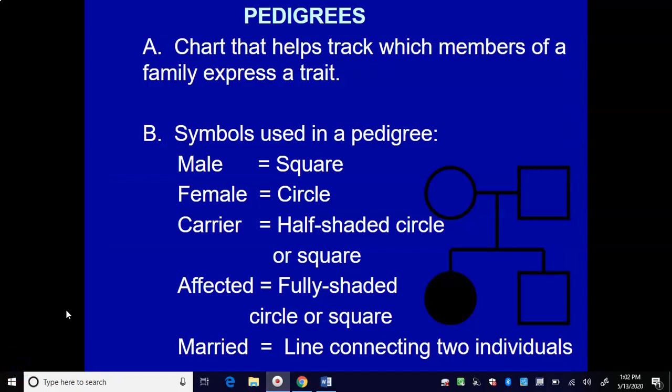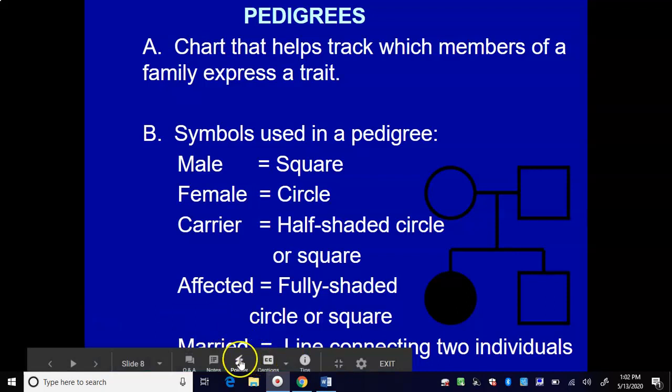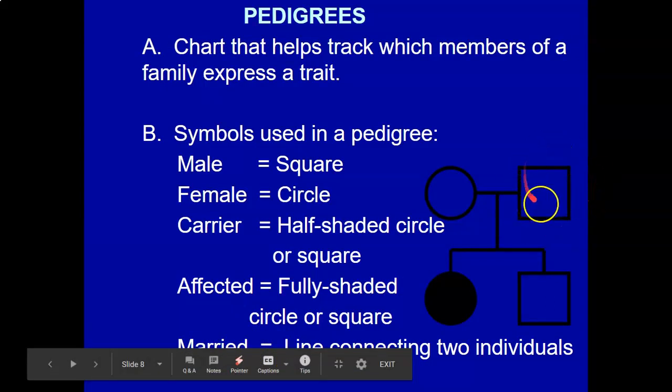So our last genetic topic is pedigrees. So a pedigree is basically like a family tree of all members that have a trait. It's a chart that tracks which members of the family actually express the trait, whether we're talking about dimples or hemophilia. So the males are always represented by squares. So these are the males. This is a male. Females are always represented by circles.